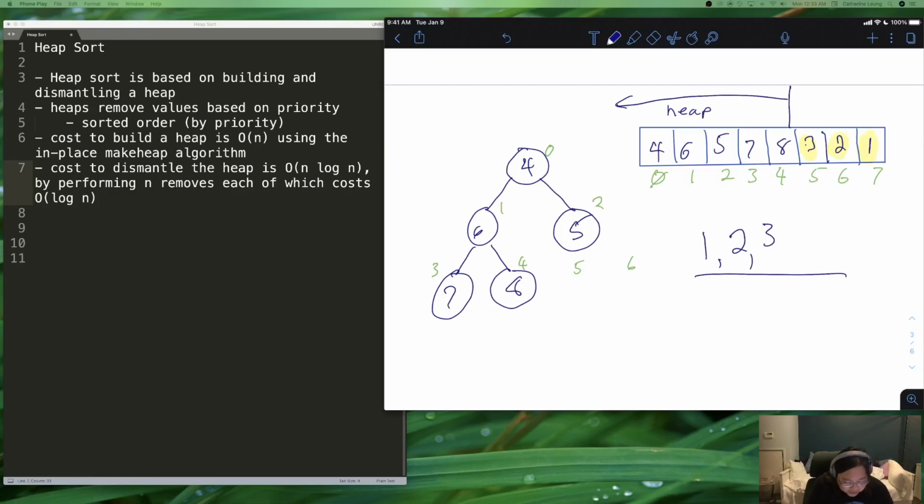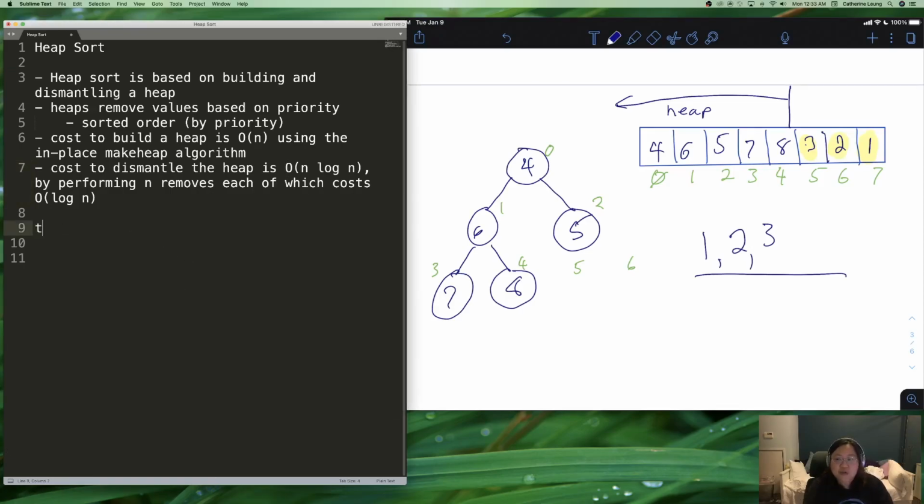So how do we solve this? The answer is actually really straightforward. All we need to do for heap sort, and this is the one thing to remember, to sort from smallest to biggest, we must build and dismantle a max heap.